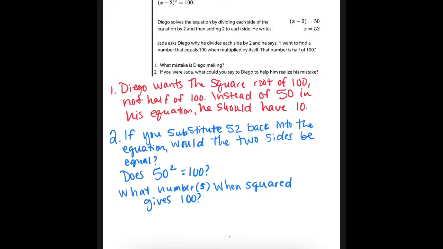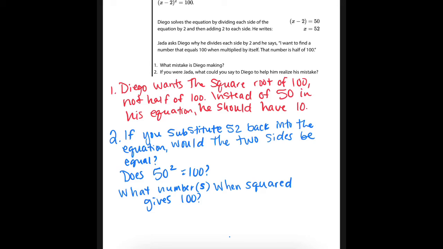Here is number 4. Diego and Jada are working together to solve the quadratic equation (x - 2)^2 = 100. So Diego solves the equation by dividing each side of the equation by 2 and then adding 2 to each side. He writes x - 2 = 50 and then x = 52. Jada asks Diego why he divides each side by 2, and he says, I want to find the number that equals 100 when multiplied by itself.